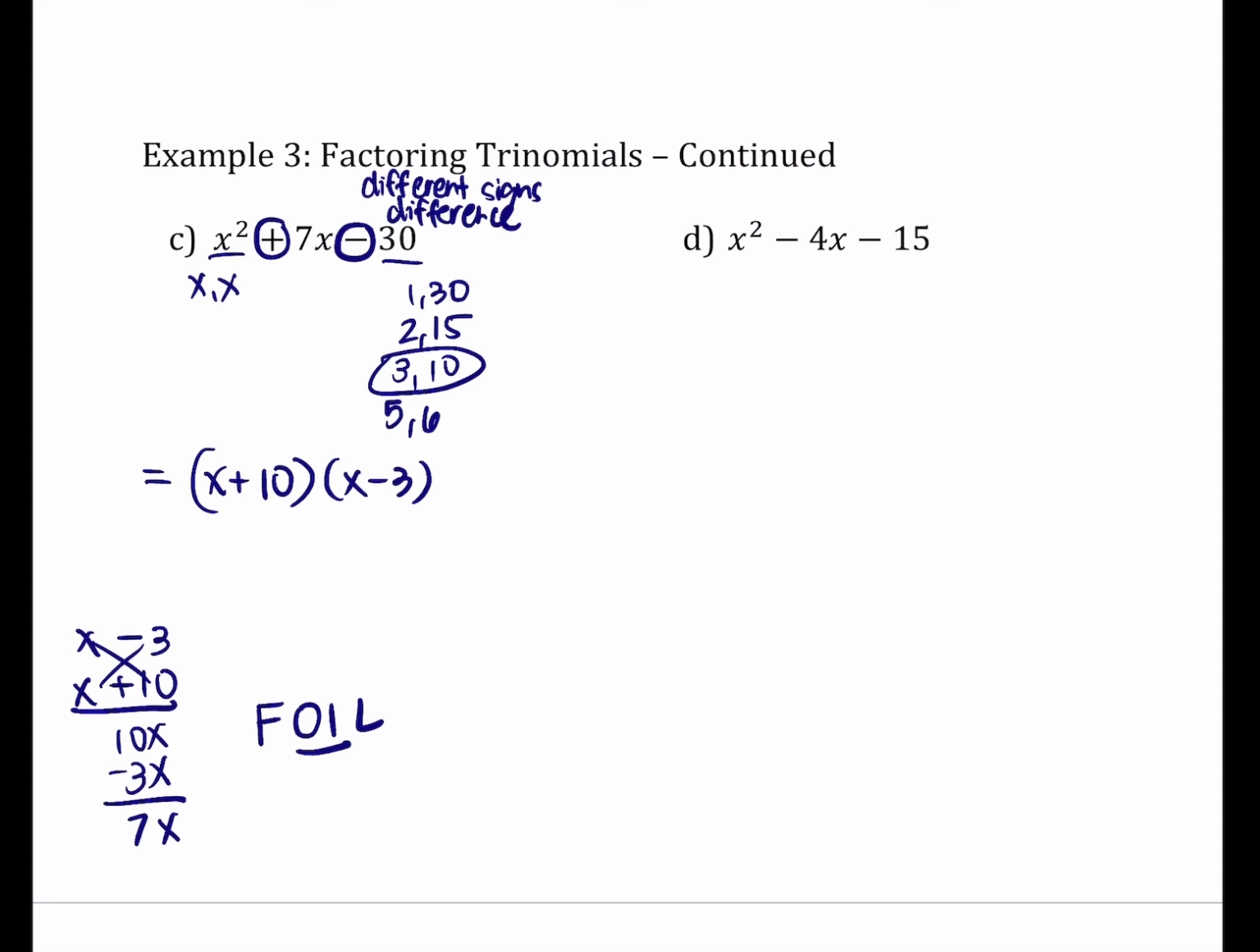Looking at letter D over here, same thing, different sign. I'm looking for a difference. Now the bigger one is going to be negative. Find factors of each. 1, 15, 3, 5. Which one of these will give me a difference of, actually, I believe this is supposed to be 14. I'm sorry. So it would actually be 1 and 15. X and X, so that's going to be x minus 15 times x plus 1.